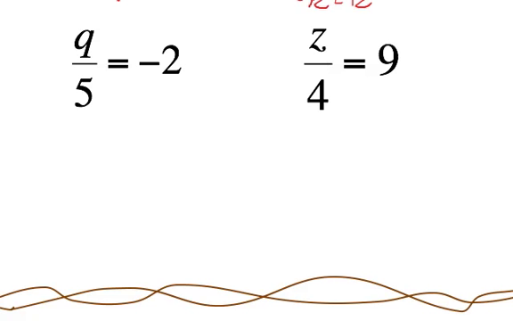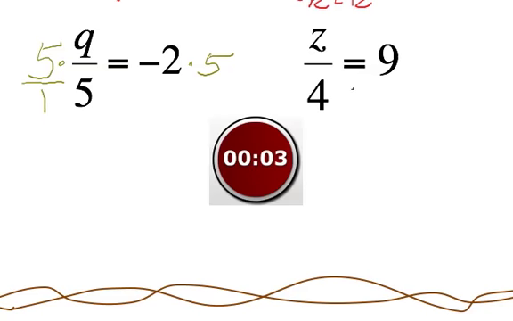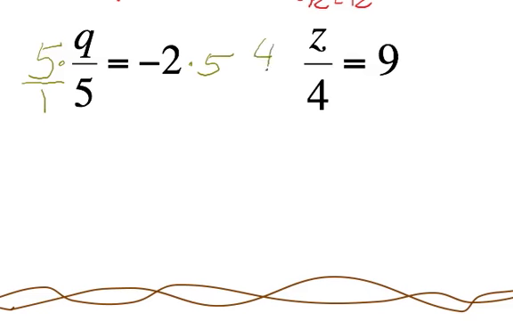So here we have q over 5 equals -2. Q is being divided by 5, so we're going to multiply both sides by 5. Now sometimes people just write it times 5, sometimes people write times 5 over 1. I would like you to do the same thing over here on the right. Very good. You're going to multiply both sides of this equation by 4.